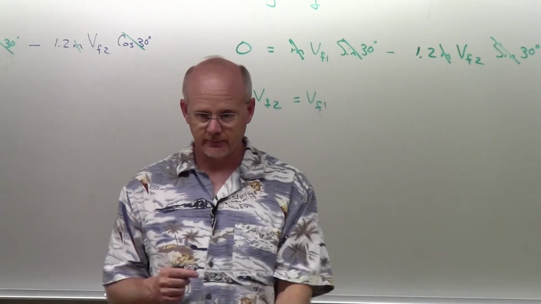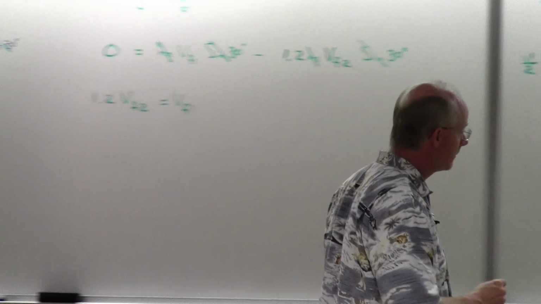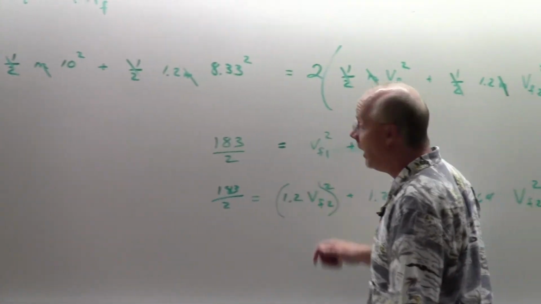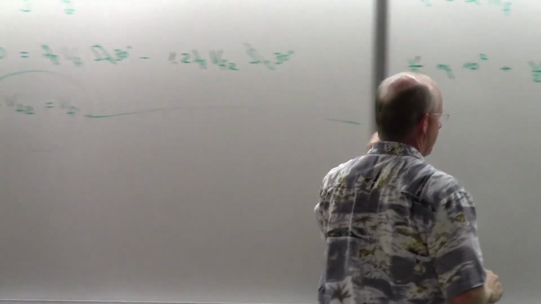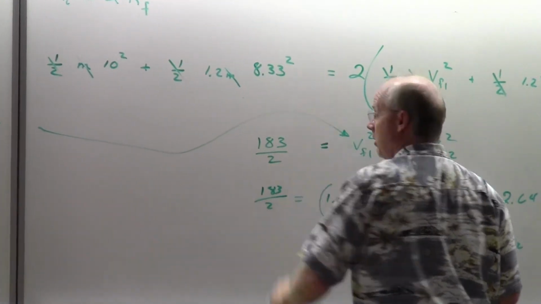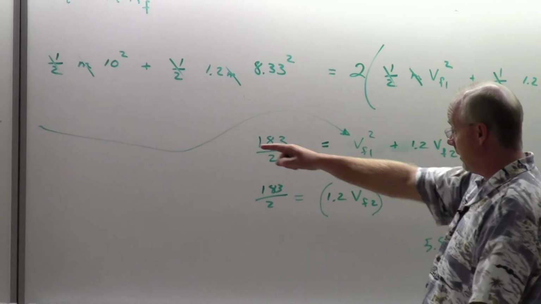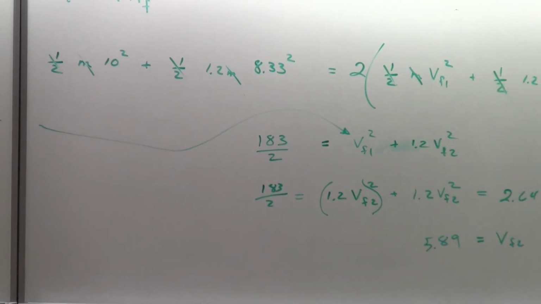How'd you go from the velocity final 1 squared to 1.2 velocity final 2 squared? Oh, here? I use this. So putting that for velocity 1 from that step, yeah.